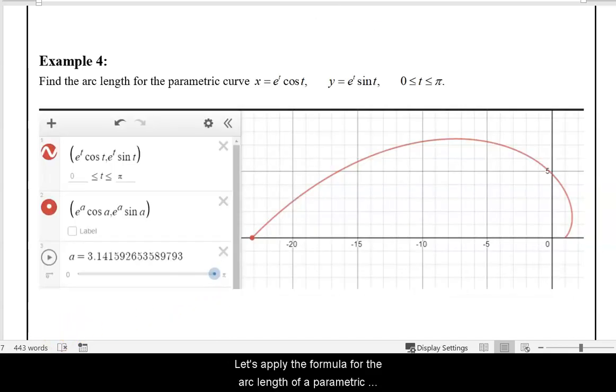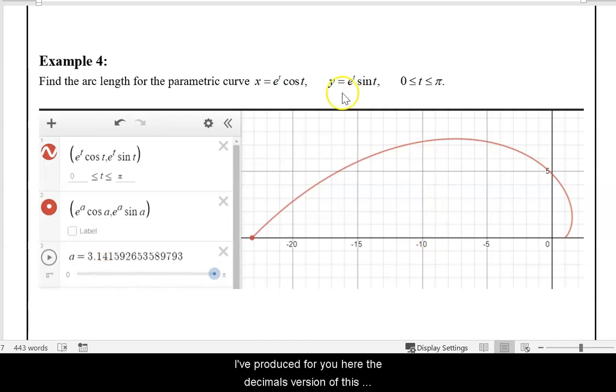Let's apply this formula for the arc length of a parametric curve to the following parametric curve. X as a function of t is equal to the exponential e to the t power times cosine of t. The y equation with respect to t is also the exponential e to the t times the sine of t. T is going between 0 and pi.